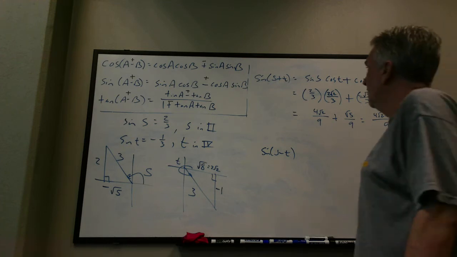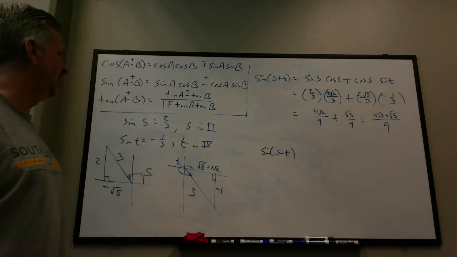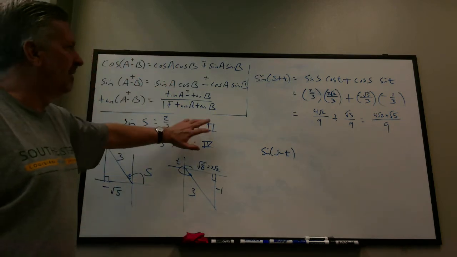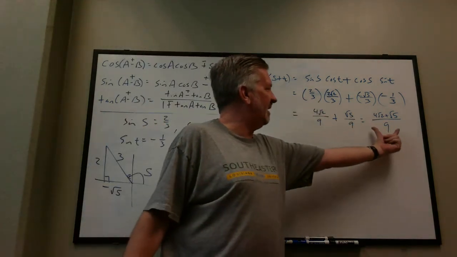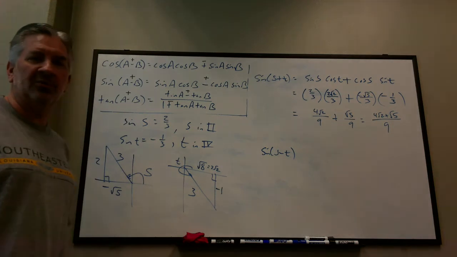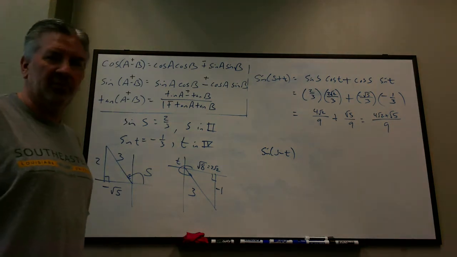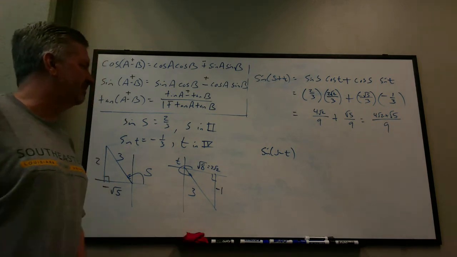Now where could the angle s plus t be? What quadrant could s plus t be in? It has nothing to do with this. Sine of s plus t is positive. And where is sine positive? Sine's positive in the first quadrant or in the second quadrant. So I know s plus t is either in the first quadrant or the second quadrant. I don't know which. Okay.